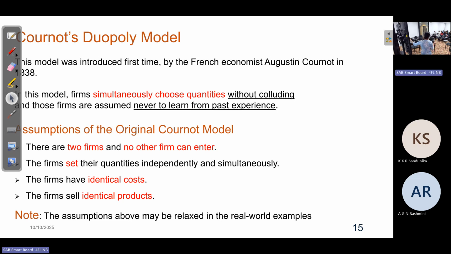Independent and simultaneous. The firms have identical costs. The firms sell identical products. So the products are the same. And for simplicity, we assume both firms have the same cost. But there could be different costs as well. For simplicity, we assume the same cost. The assumptions above may be relaxed in real world examples. We can relax the assumptions going forward, but for the basic model we assume all these assumptions.